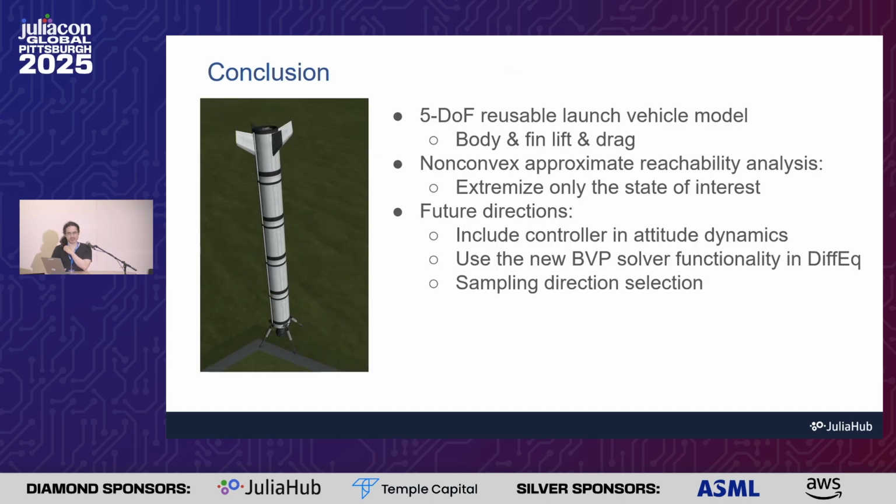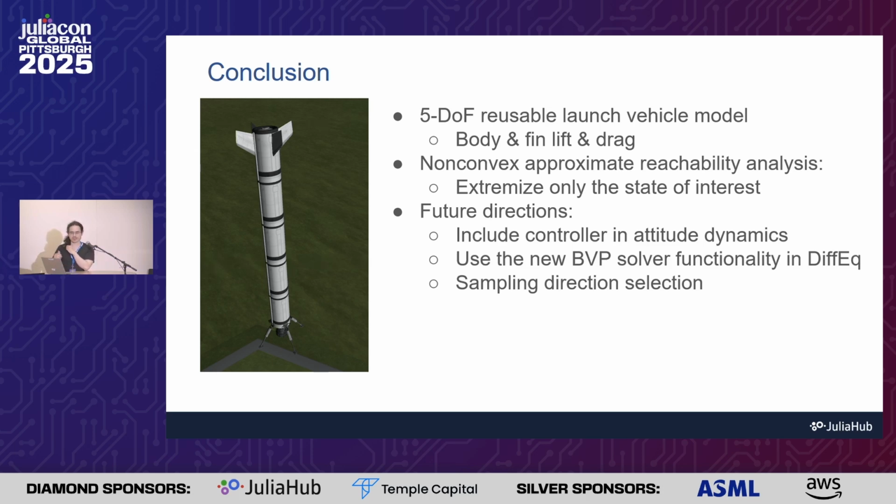Okay, so in conclusion, I talked about the 5-degree of freedom reusable launch vehicle model with body and fin lift and drag. I described an approach to doing non-convex approximate reachability analysis where we're extremizing only a small portion of the state, thereby avoiding the curse of dimensionality.